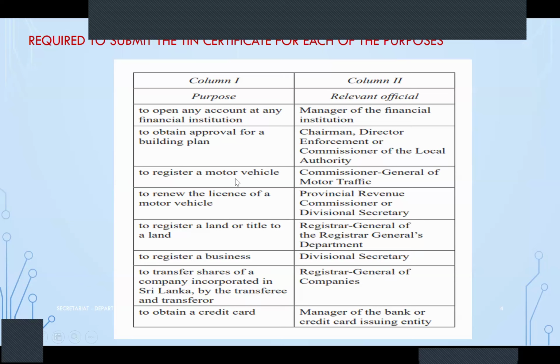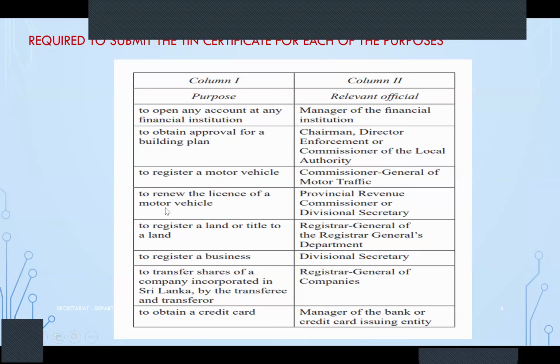If you want to register a motor vehicle with the Commissioner General of Motor Traffic, then you should obtain a TIN number and provide that TIN number to the Registrar of Motor Traffic.